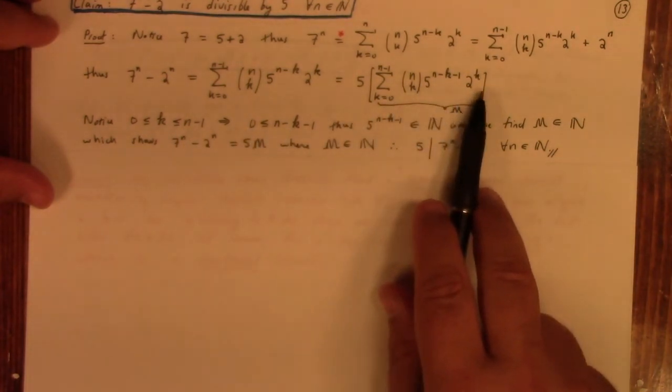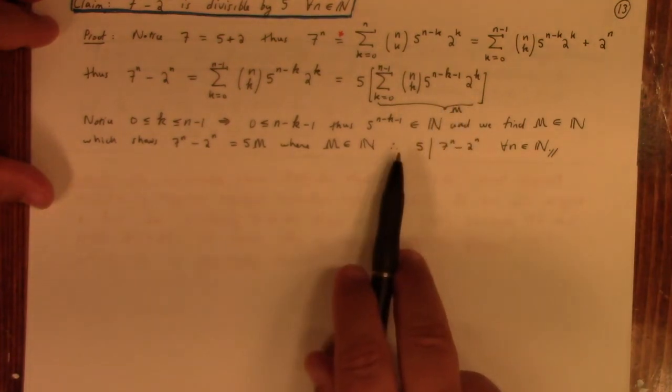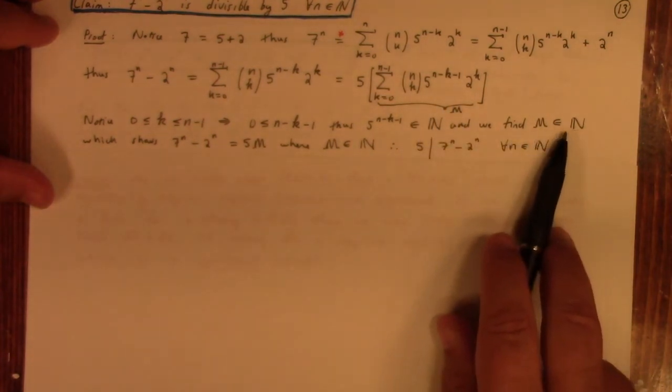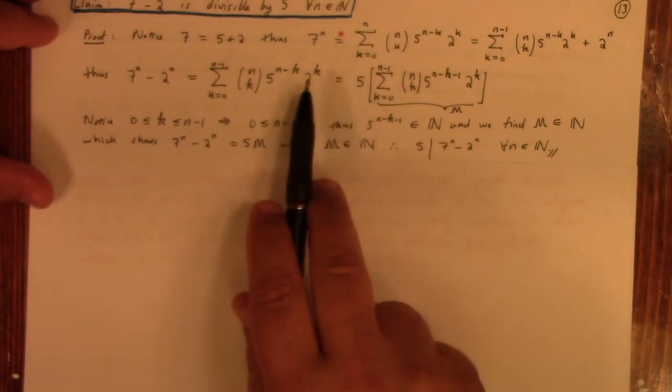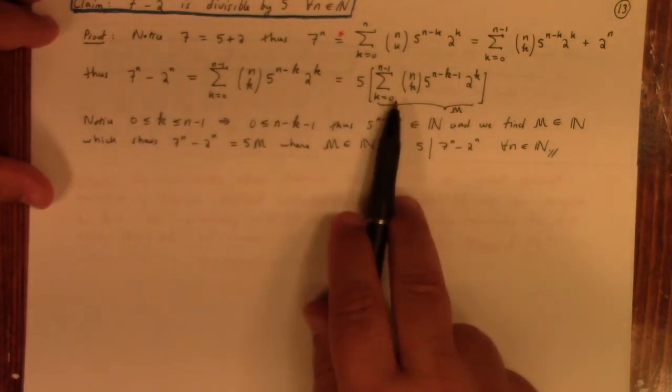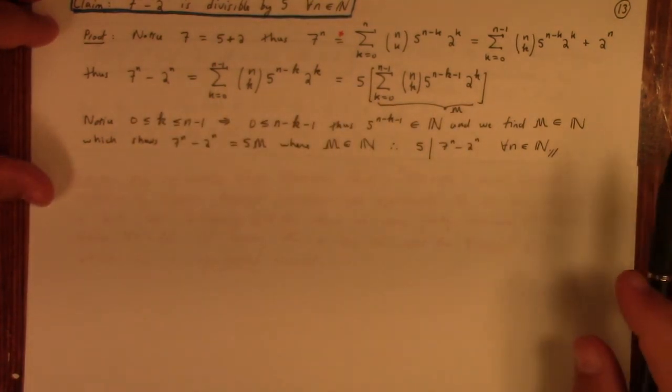So you're taking a sum of products of integers, which is again an integer, which is to say that m is a natural number, which is to say that 7 to the n minus 2 to the n is a multiple of 5, which is what we were trying to prove.